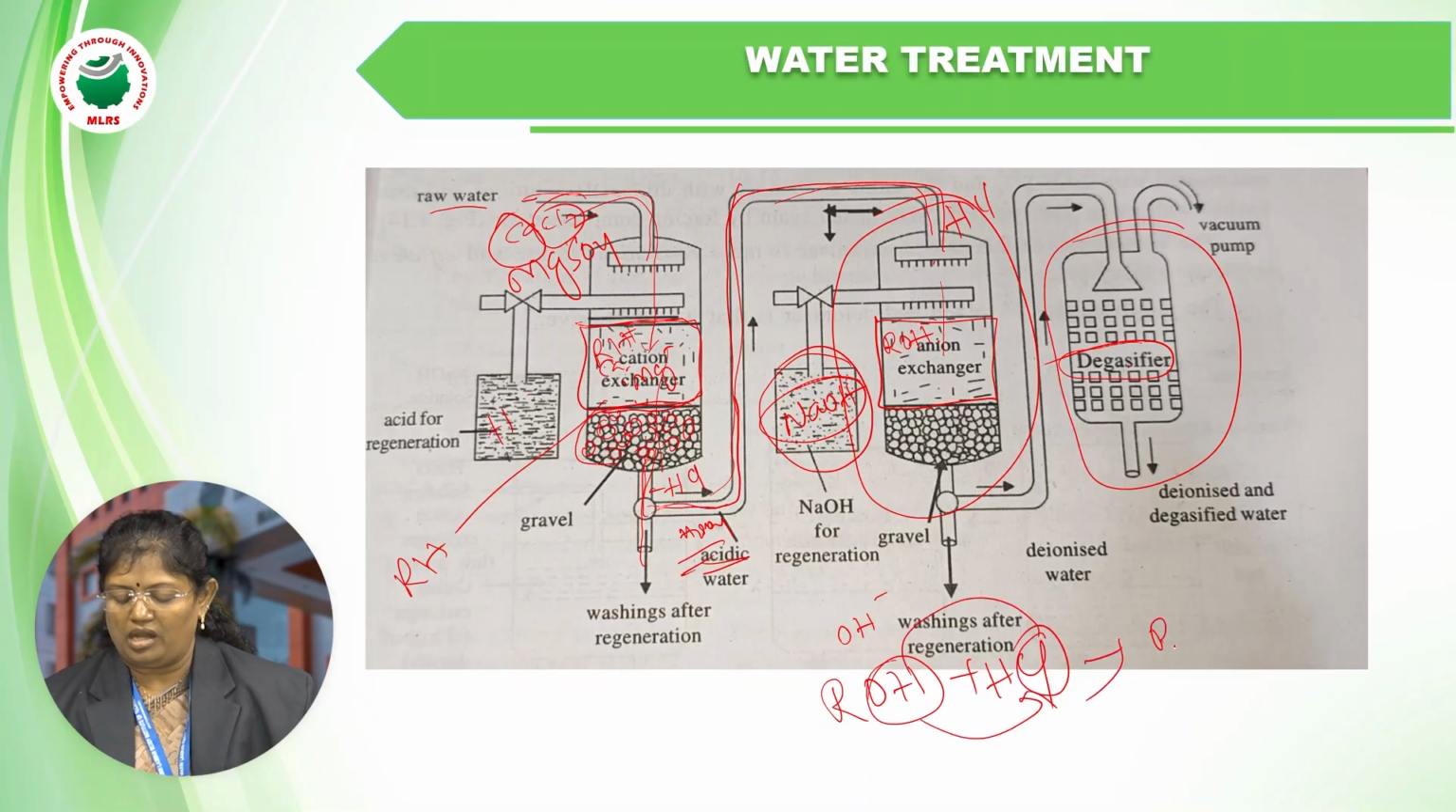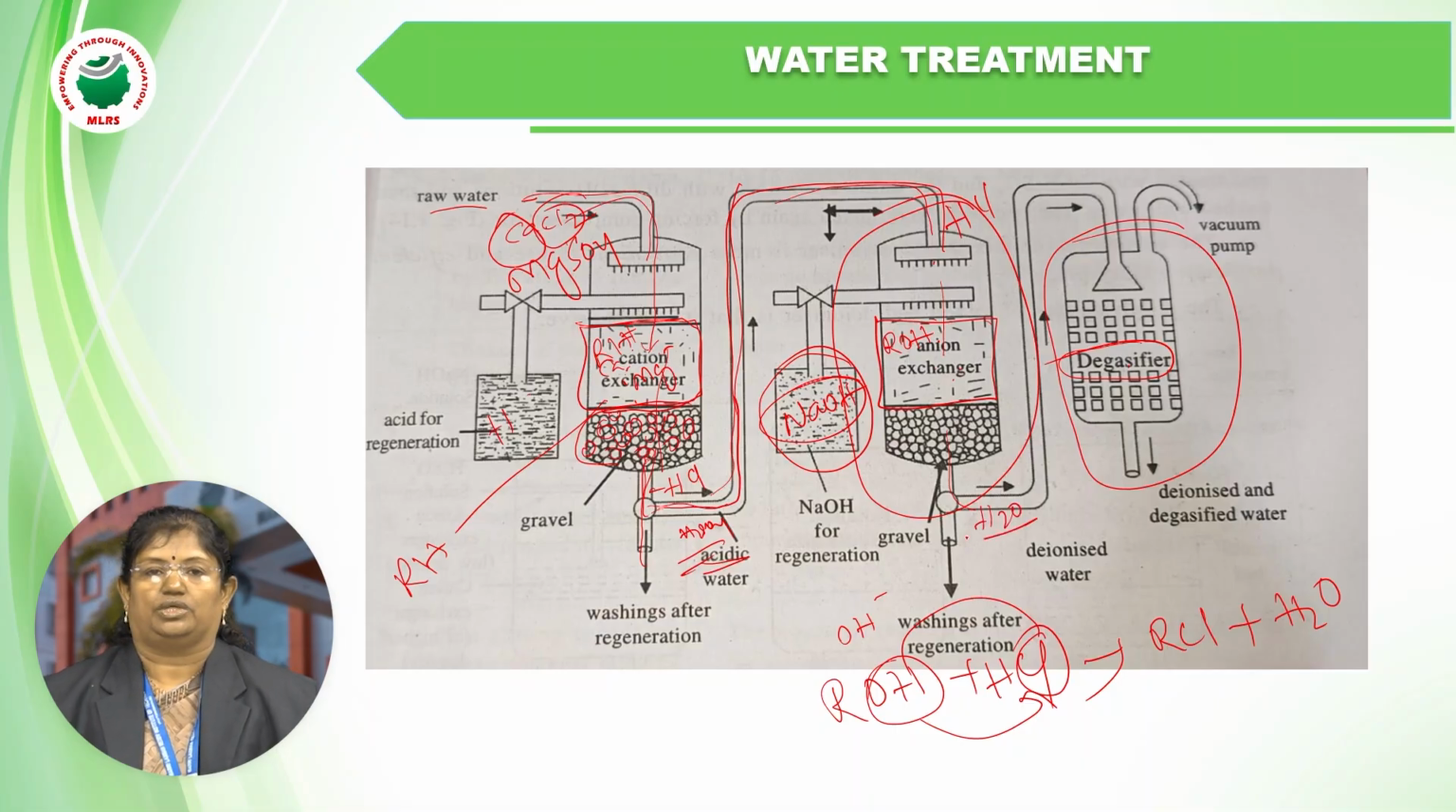So what will happen? RCl plus H2O, from the H+ and OH- ions. So as soon as the acidic water enters the anion exchanger, the anion of the acid gets stuck in the resin, and the anion from the resin, the OH-, goes into the water, so that pure H2O comes out from the anion exchanger.